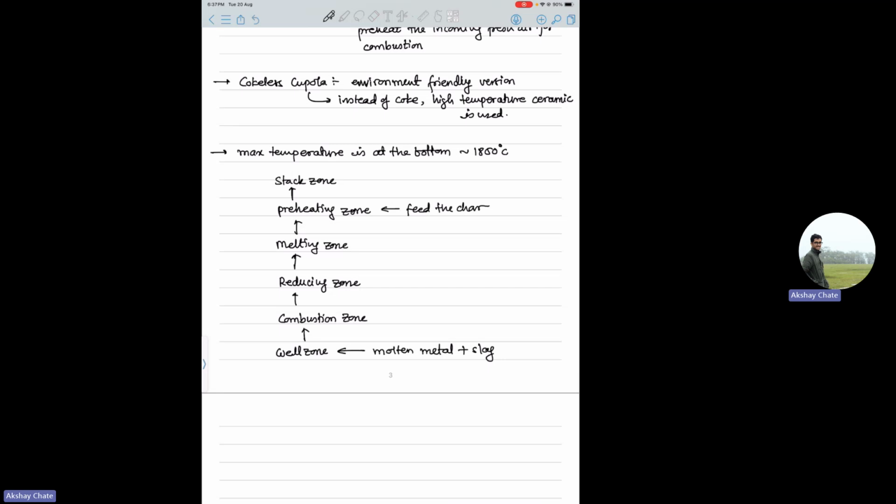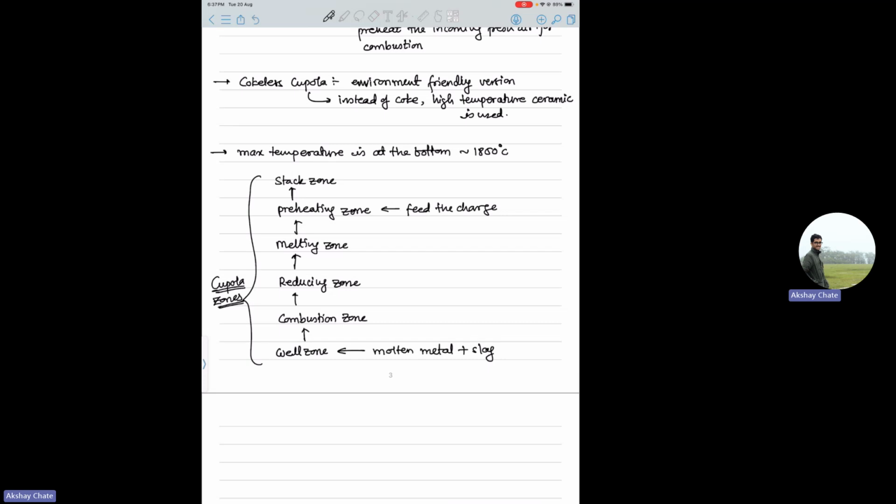There will be one door to feed the charge, and then at the bottom you take away whatever is melting. Okay, so these kinds of things are there. There are many reactions that take place simultaneously, so I'm not going into those details. But broadly, this is what you know. These are various cupola zones. So it's not a one-step process. It's not like you put the charge and it just melts. It takes some time.